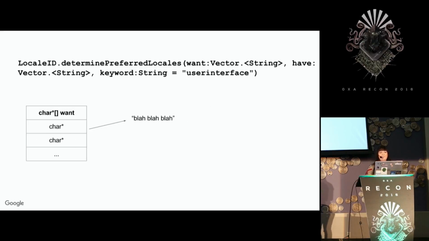So starting off, we have determine preferred locales. And this is one of those functions, you just look at the signature and you can tell that it's going to be useful. You have the 2 vectors that are input. And what's kind of cool about these vectors is you can control both their lengths and the lengths of the string, and that's very useful. So you have this character star buffer that you can control the length of, and then you have the string you can control the length of.